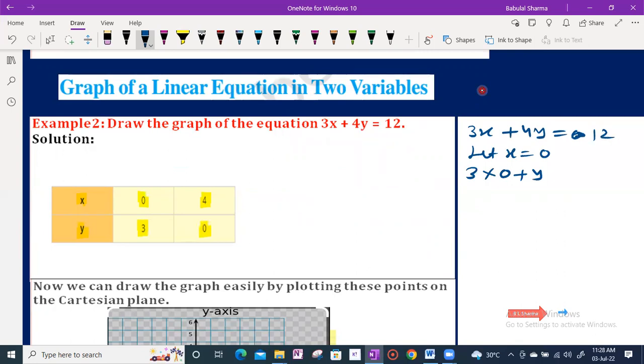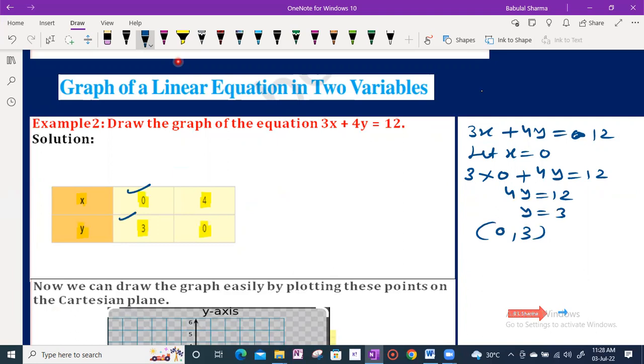3x plus 4y. So 3 into 0, 4y is 12. 4y is 12, y is equal to 3. So one solution is 0, 3. That is x is equal to 0 and y is equal to 3. Then we find second solution of it.